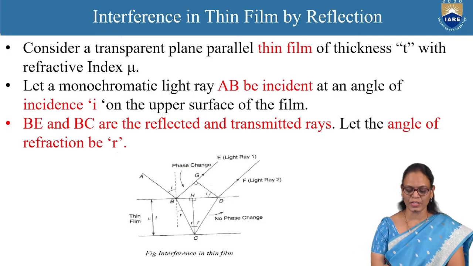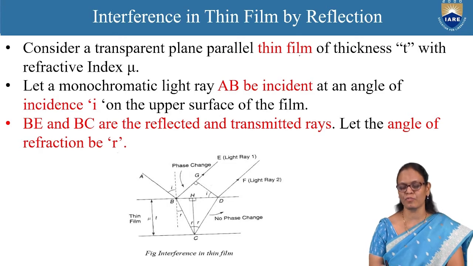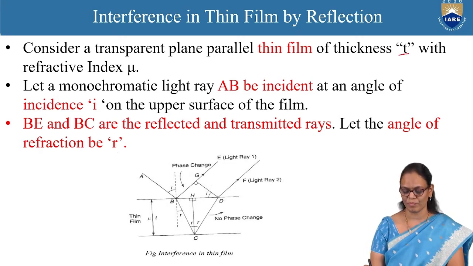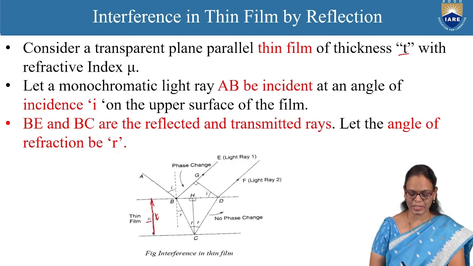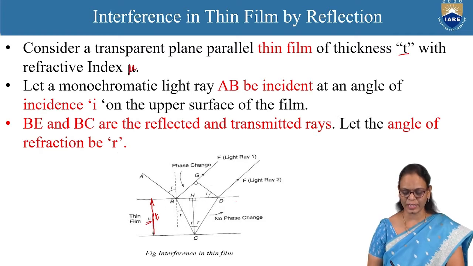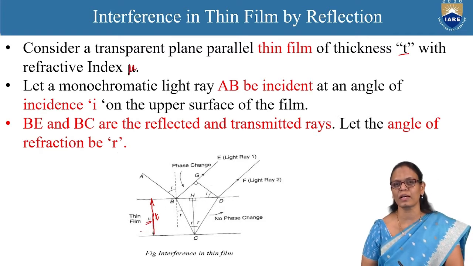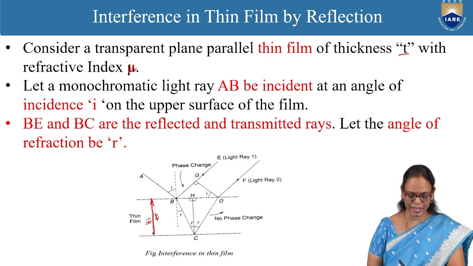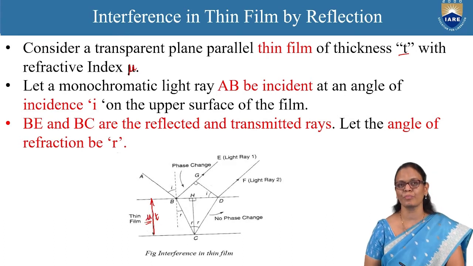Now we are considering a transparent plane parallel film of thickness T. This is the thickness of the film, and the refractive index is mu. Suppose we are taking a glass slab, a thin film of glass. The refractive index of it is considered as mu.